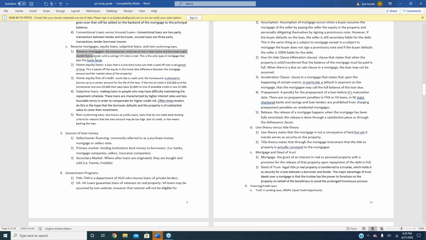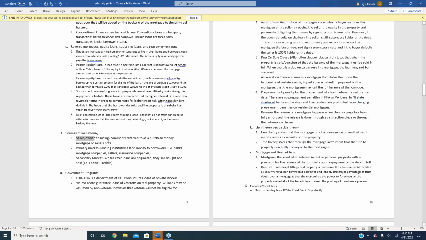And then here we have reverse mortgages. As far as reverse mortgages are concerned, the unique thing about this, they might ask, what's the only type of mortgage where the homeowner gets paid? It's a reverse mortgage. In a reverse mortgage, it's the only type of mortgage where the homeowner gets paid. Got to be a certain age too. You got to be 62 plus to qualify.